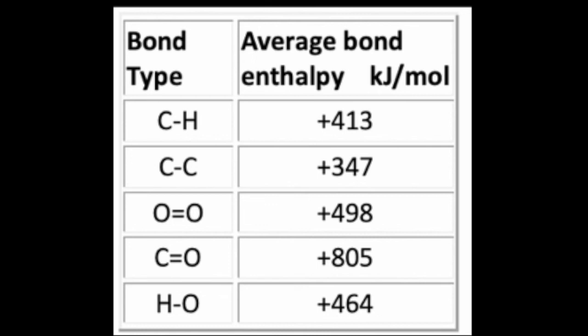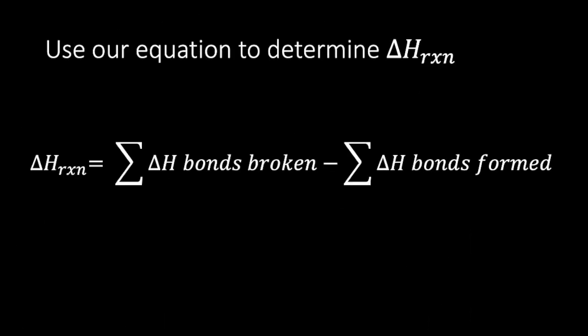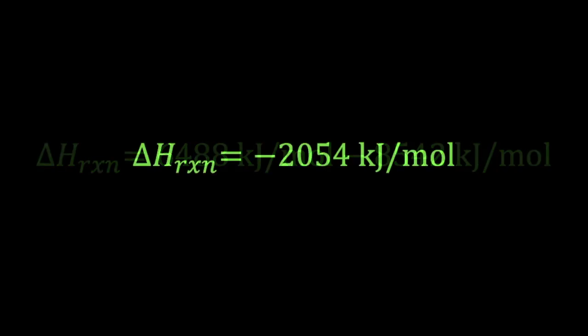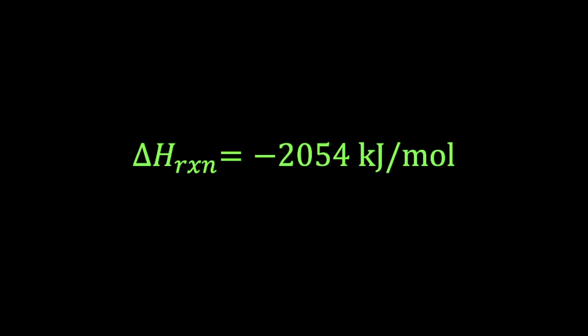Now remember, we're using a table that reports the bond enthalpies for breaking these bonds. When we're forming bonds, the sign on this would be the opposite, and this is accounted for in the equation we'll be using. That minus sign there is doing the flipping for us. So we are going to substitute our values into this equation, and we see that the enthalpy of reaction is negative 2,054 kilojoules per mole.